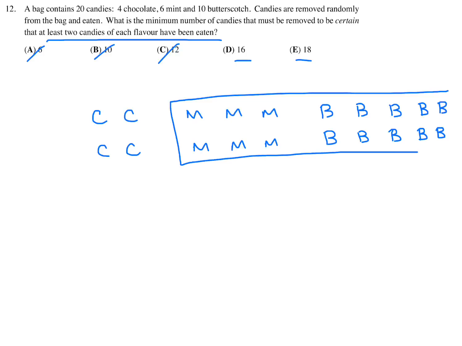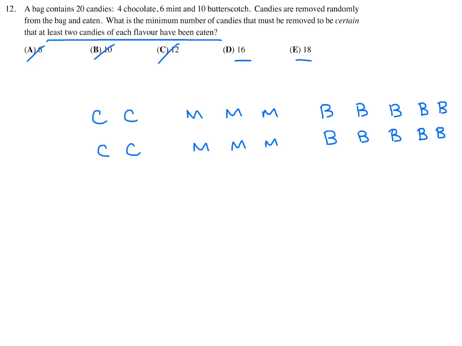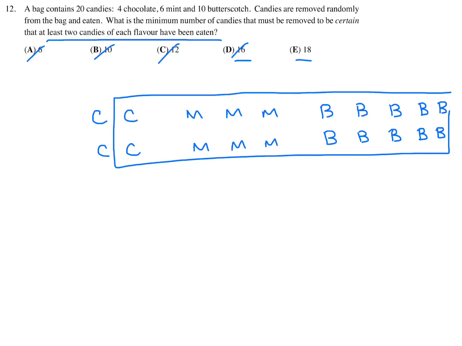So if we took out 16, it's possible that these would be the 16 taken out, the ones I drew a rectangle around. Even if you take out 16, it's possible that you still haven't touched any of the chocolate. So the only way to be certain is to take out 18. If you take out 18 candies, for sure you have eaten at least 2, because with the butterscotch, you've eaten all of them. With the mint, you've eaten all of them, and with the chocolate, you've eaten 2. So that condition is satisfied. So the answer to number 12 is E.